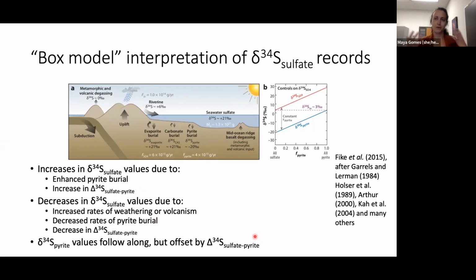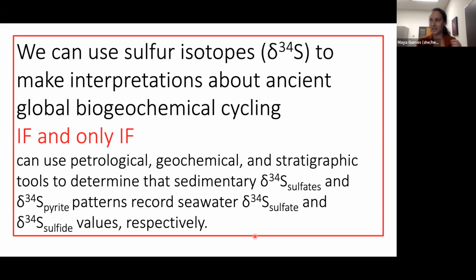But I wanted to talk about this early on, just so that you can see the power in using sulfur isotope records. But I have to make a really important caveat. And that's that we can do this if and only if we have used careful tools, so petrological, geochemical, and stratigraphic tools, to determine that these sedimentary sulfur isotope records are actually recording secular variation in seawater conditions. And so I need to make this caveat, right? I love sulfur isotopes. I've been lucky enough to spend much of my career studying sulfur isotopes, but I have to accept, and we all have to accept, that they can be reset and that they can be altered. And sometimes that alteration actually gives you some information about some really interesting environmental change.